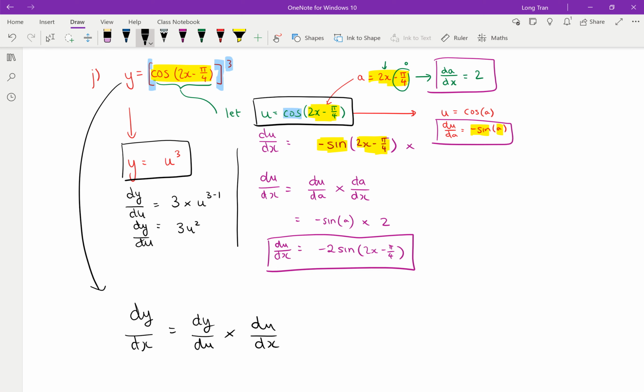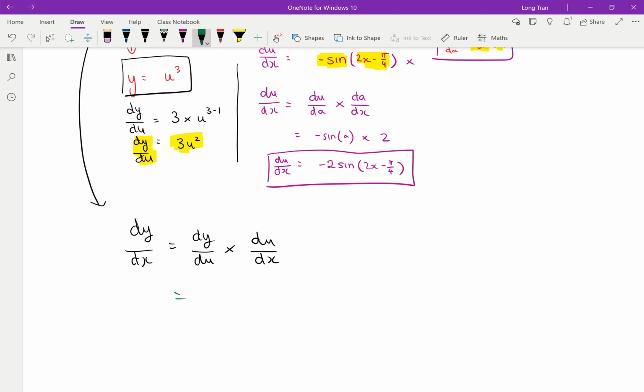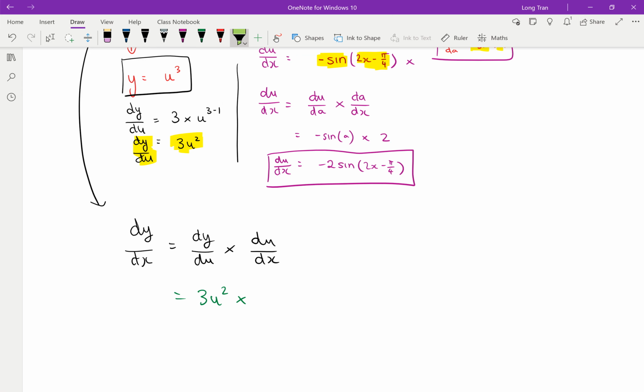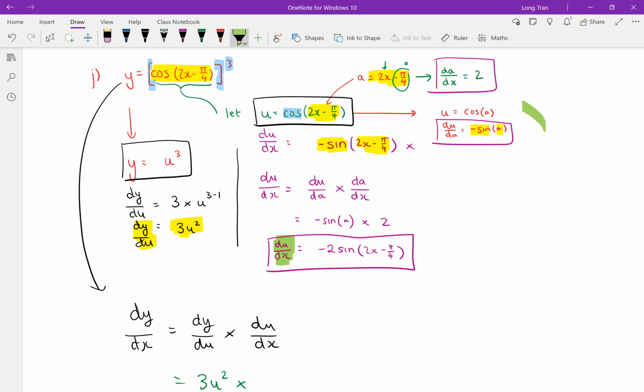True? I've got delta y, delta u. It's over here. That's my 3u squared. True? So that's my 3u squared multiplied to delta u, delta x. That was what I was doing another chain rule over here, where I found delta u, delta x. But in order to do that, I had to do chain rule again. Now, normally you don't do it this many steps. I'm just breaking it down to its core so that you can see how I did it.